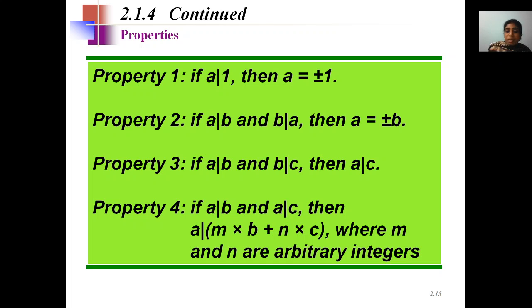So this particular property is being used in the extended Euclidean algorithm. We are going to see that in that format.